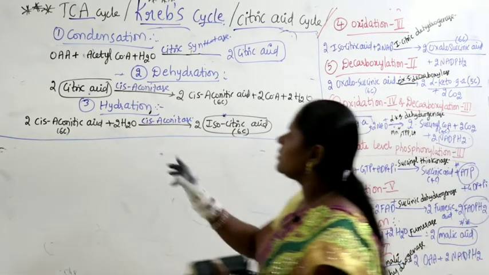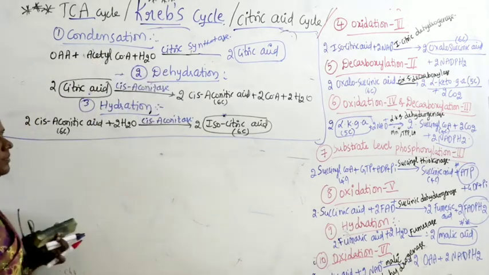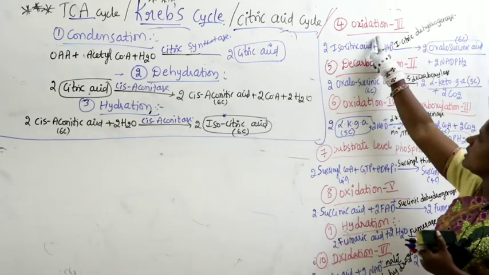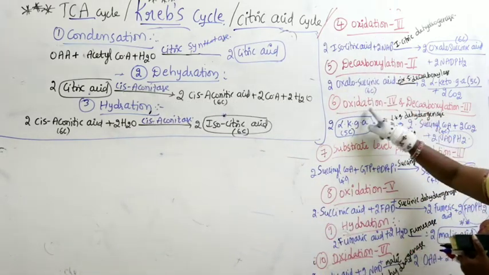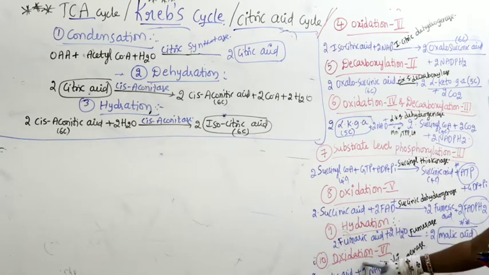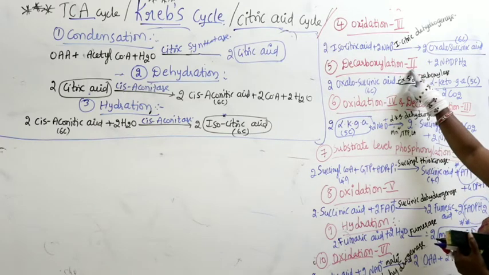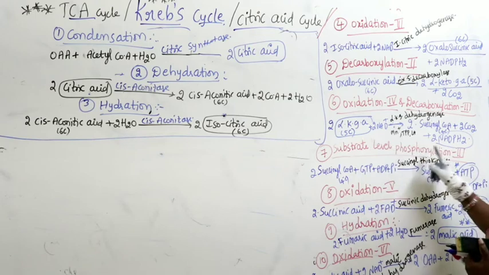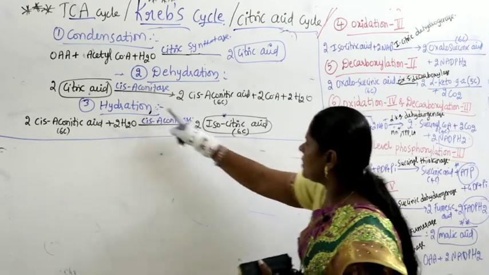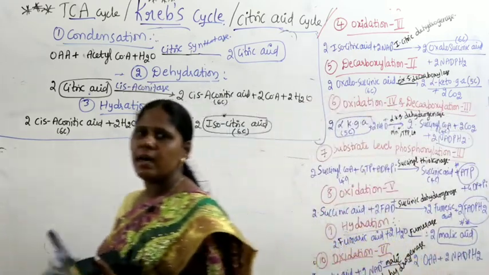Similarly, the names of the reactions. First one is condensation, dehydration and hydration. Then, followed by alternate steps, you will get oxidation. See here, oxidation number 3, leave one step. Oxidation number 4, leave one step. Oxidation number 5, leave one step. Oxidation number 6. Alternatively, what you find? Decarboxylation number 2, substrate level phosphorylation 3, hydration. How many hydrations? There are 2 hydrations, this and this. How many dehydrations? There is 1 dehydration.